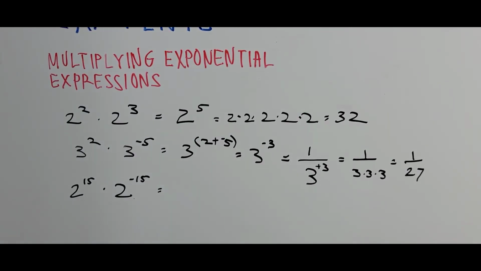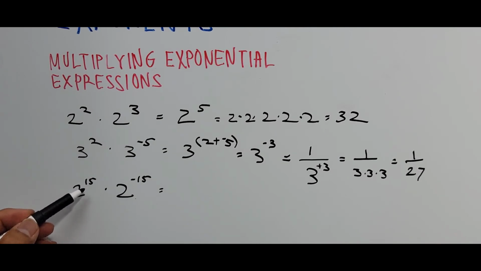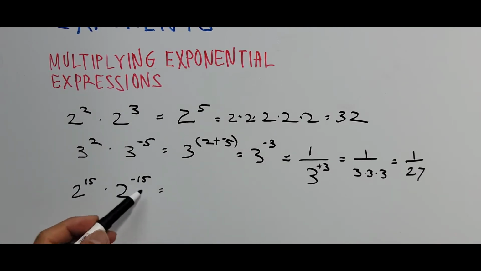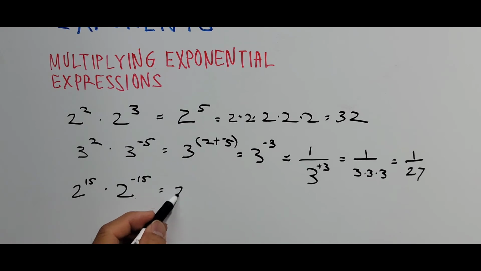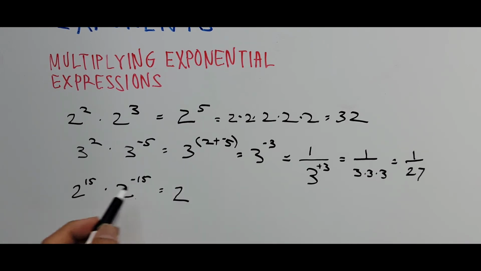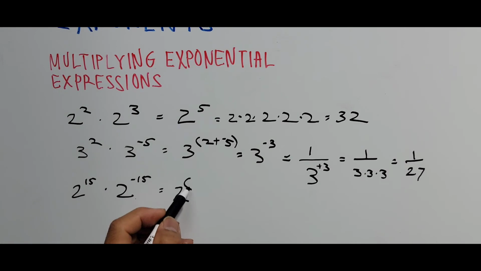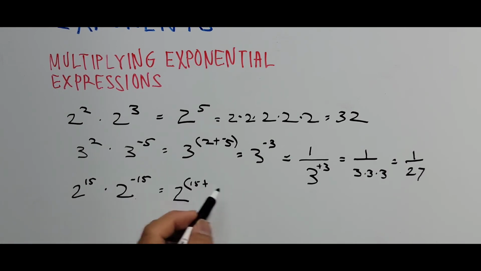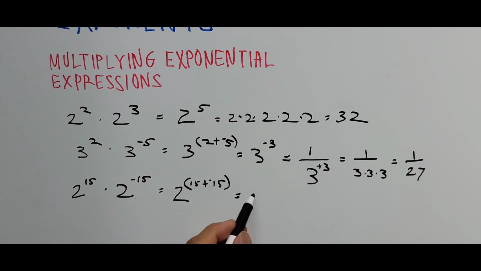Now we have the third example. It's 2 raised to the 15th power multiplied by 2 raised to the negative 15th power. Once again, we copy the base and then add the exponents. So 15 plus negative 15. That's signed numbers again, right? Positive 15 plus negative 15 comes up to 0.